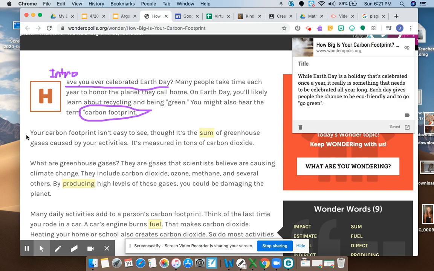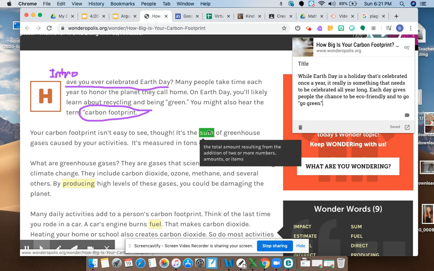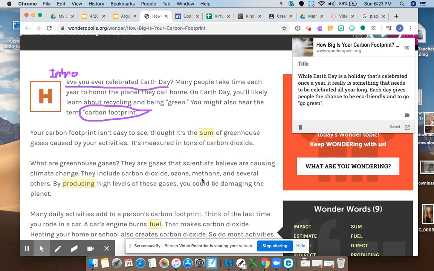Your carbon footprint isn't easy to see, though. It's the sum, a total amount resulting from the addition of two or more numbers, amounts, or items, of greenhouse gases caused by your activities. It's measured in tons of carbon dioxide. So that's important. Remember, I need to define what a carbon footprint is.